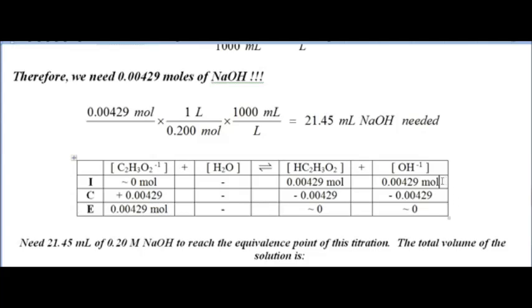Now again, using our ICE chart here, same format, we're going to start off with approximately 0. So this is acting like we're starting from a brand new titration.